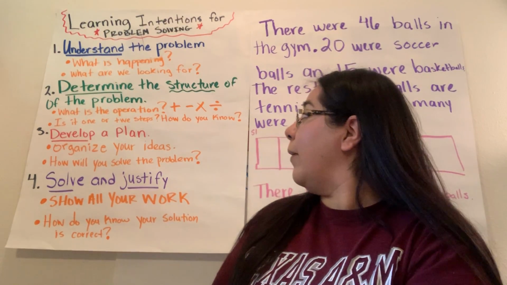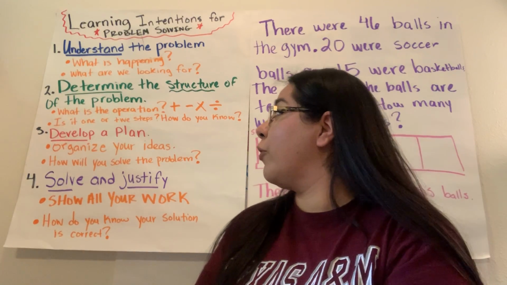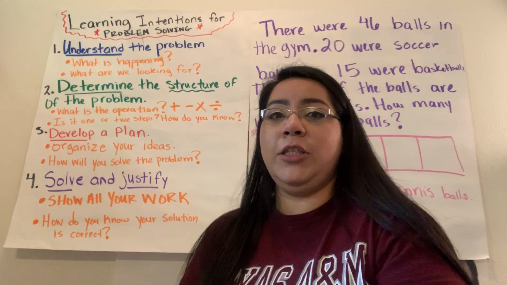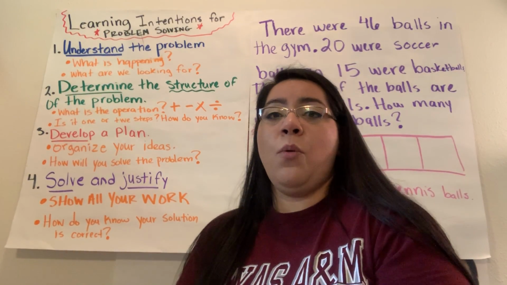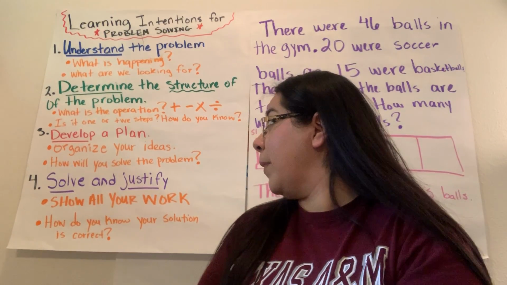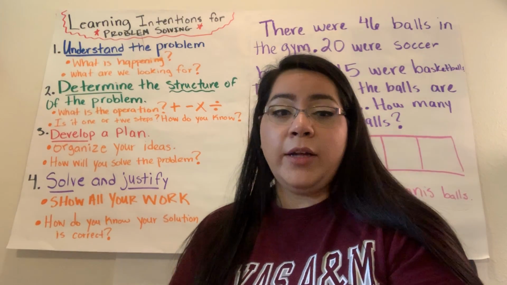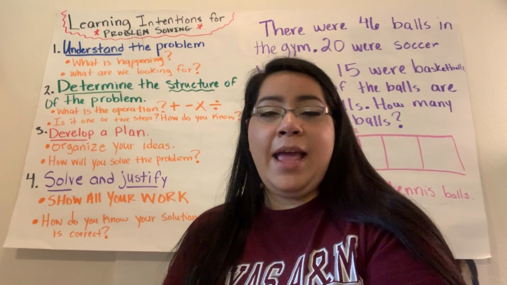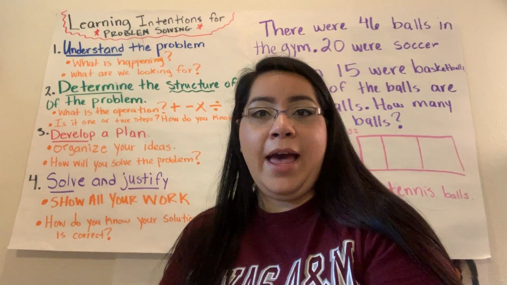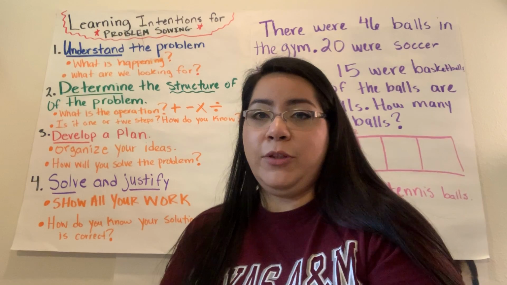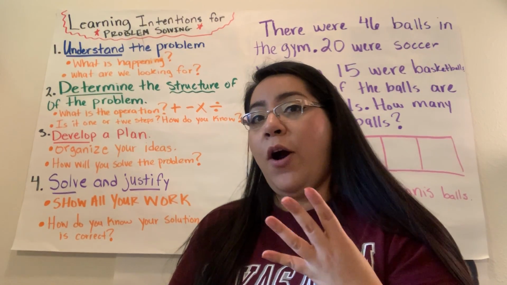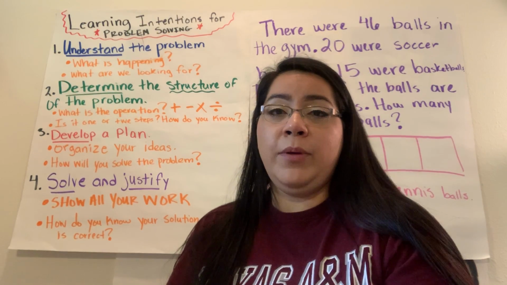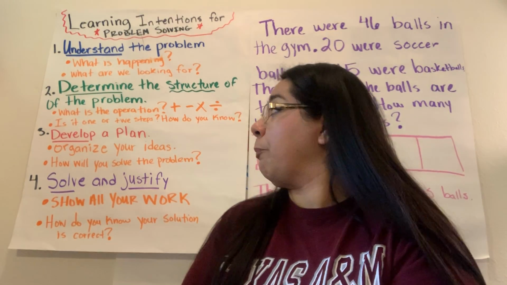Okay, now the next thing is to determine the structure of the problem. What is the operations? You have 4 operations: addition, subtraction, multiplication, and division. Which ones will you be using? Okay, and is this a 1 or a 2-step problem? So you have to figure out, am I going to add and then add again? Am I going to subtract and then add? Or is it adding and multiplying? Now in 3rd grade, they're going to give you all 4 operations, and you have to distinguish which ones you're going to be using, or which one am I going to use first.